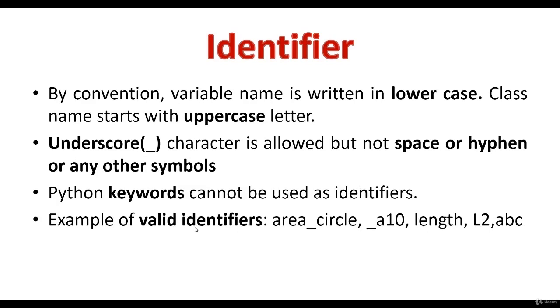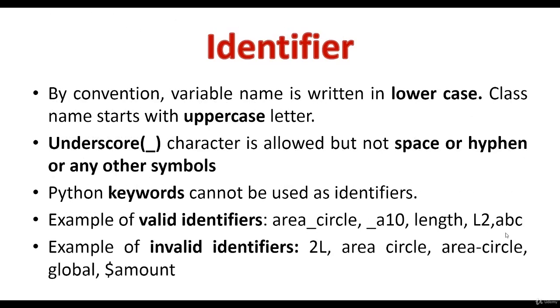Example of valid identifier, here we are using underscore. Then again it is starting with underscore, length, letter is after the character, ABC, these are valid identifier. Example of invalid identifier, it is starting with a number, then here is the space which is not allowed, hyphen is also not allowed, global is a keyword, $ sign is not allowed.